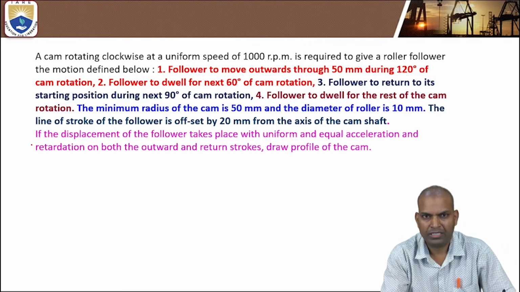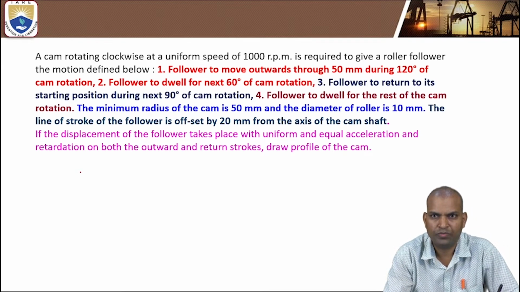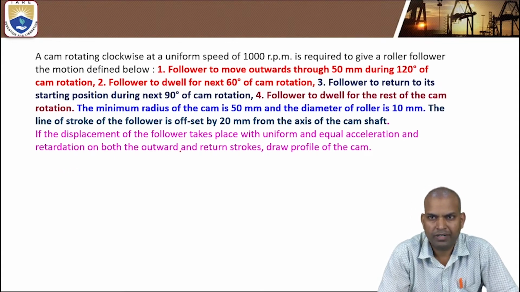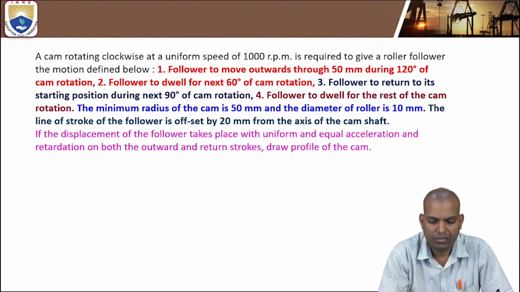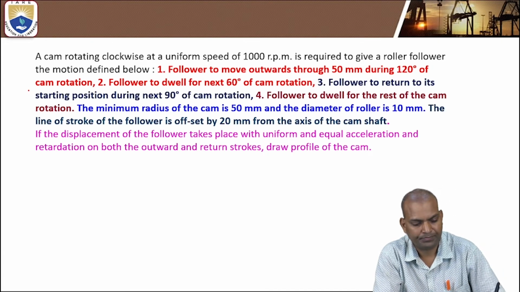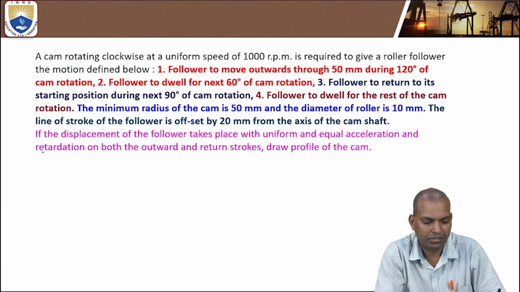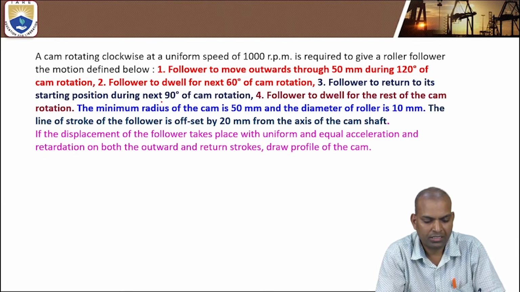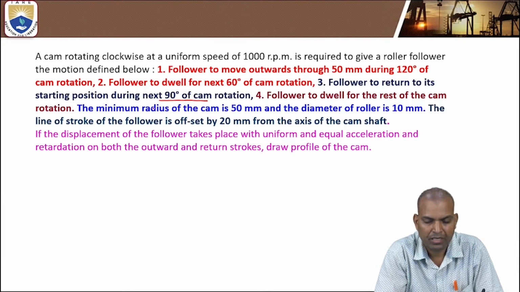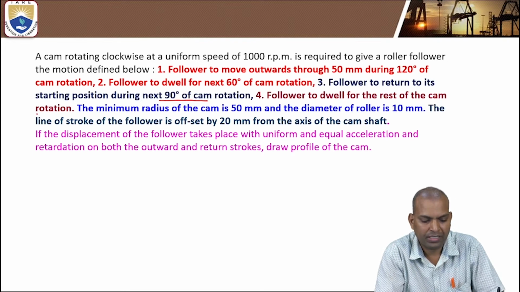Here a cam is rotating in clockwise direction at a uniform speed of 1000 revolutions per minute. It is required to give a roller follower motion defined as follows. The follower moves outwards, that is the outward stroke, of 50 millimeters during 120 degrees of cam rotation. The follower dwells for the next 60 degrees of cam rotation. The follower returns to its starting position during the next 90 degrees of cam rotation. The follower dwells for the rest of the cam rotation.